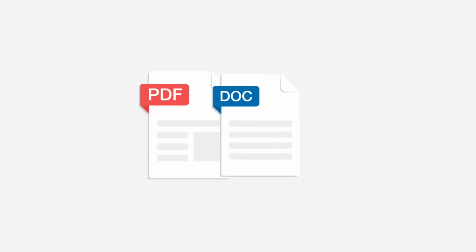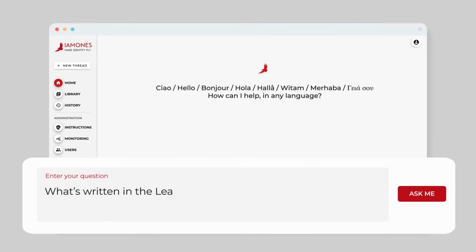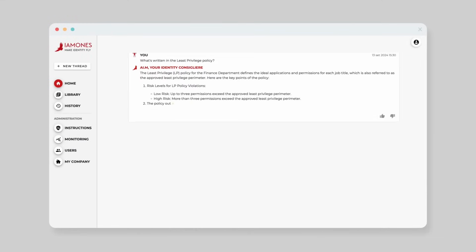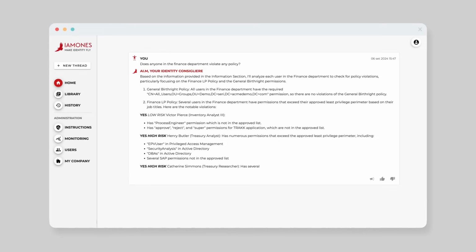Your PDF and Word documents can now fuel our retrieval augmented generation engine as they are, no edits. IAMONES Identity Brain, powered by large language models, can learn and resonate on your documents.